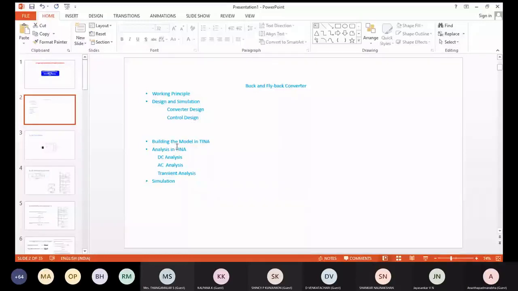There are certain analyses, like DC analysis, AC analysis, and transient analysis, which you are already familiar with from the past 2 days. So the same thing we will be repeating here, of course, for these two converters, that is the buck and flyback converter. In the next 1 hour session, I will be mainly dealing with the working principle, design and simulation. That is the preparation for the simulation.